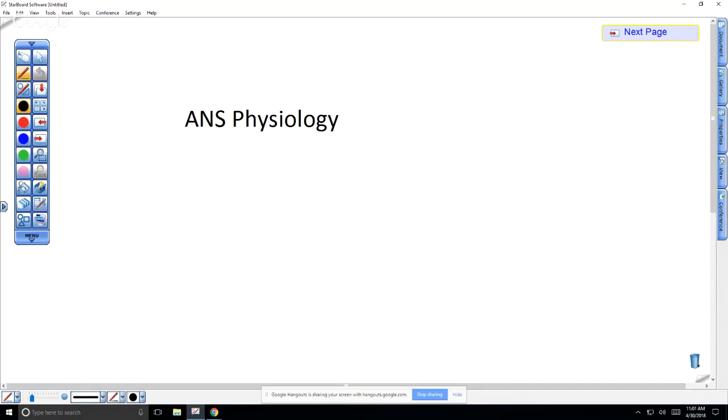Okay, so we talked about anatomy. Now we're going to talk about physiology. When we look at the physiology, this would be how it works, the mechanism of action. And so we have what are called cholinergic fibers.